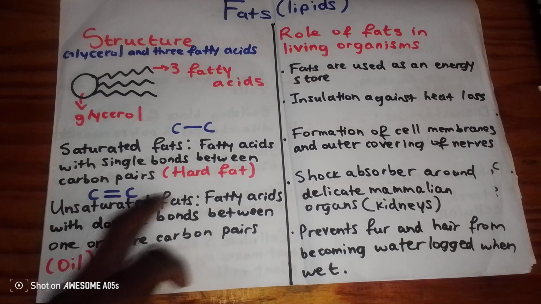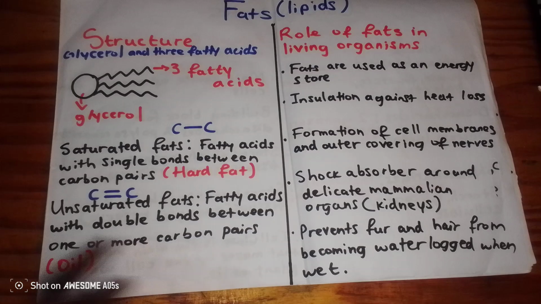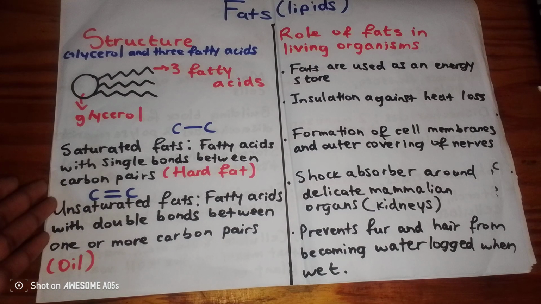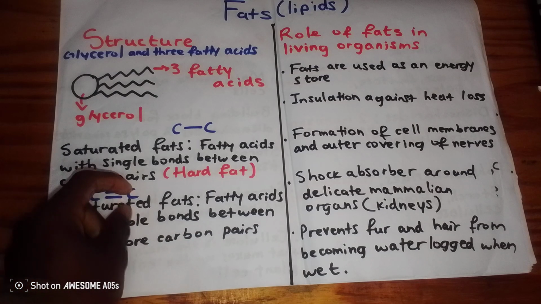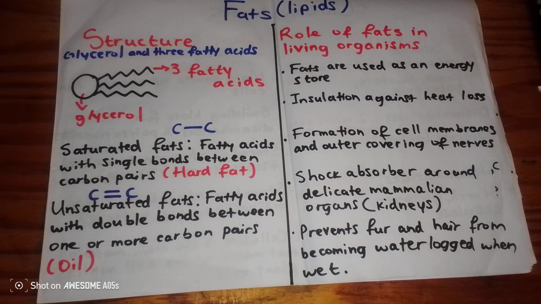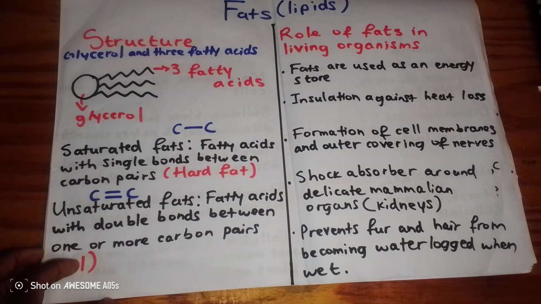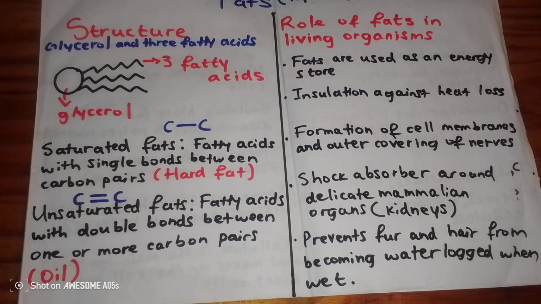Good. Unsaturated fats. These ones deal with fatty acids with double bonds between 1 or more carbon pairs. Why do we have unsaturated fats with double bonds? According to chemistry, once there are double bonds, these double bonds can be broken further to a single bond. That's why it's unsaturated, which means it can be broken down further. So we have oil, which is the only unsaturated fat, whose bonds can be broken down further.